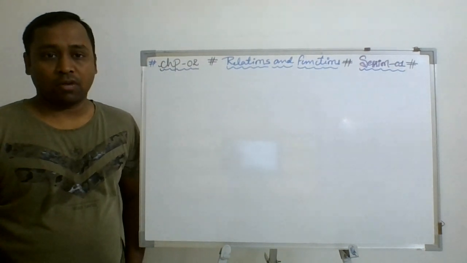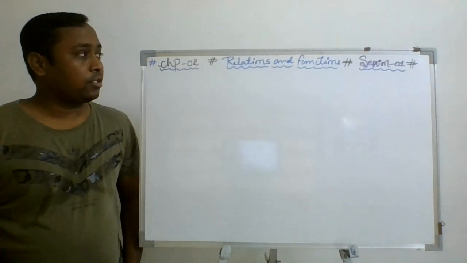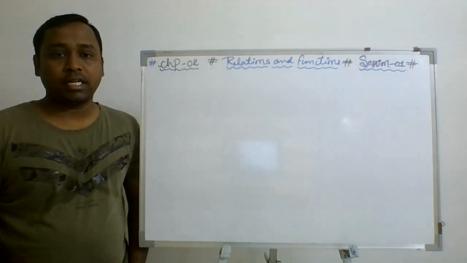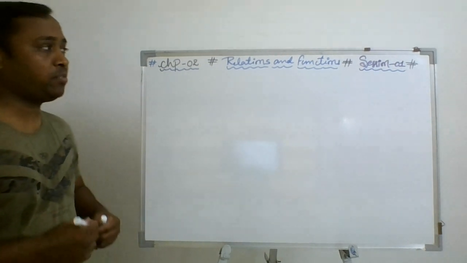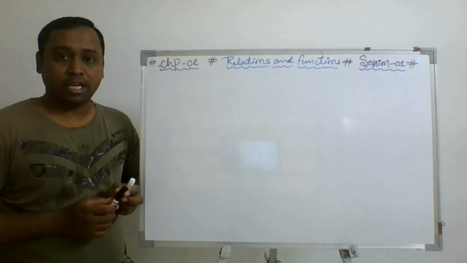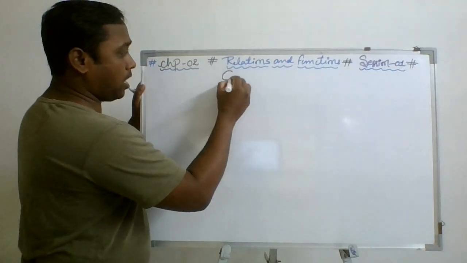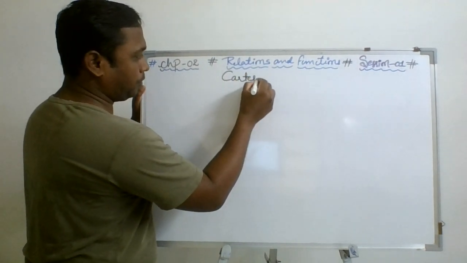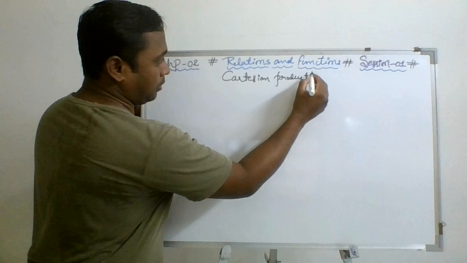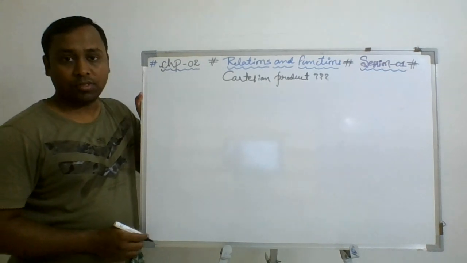So, coming to the next chapter, that is chapter number 2, under the name Relations and Functions. Before starting this chapter, you need to understand one important concept, that is the Cartesian product. And what is meant by Cartesian product? To understand this concept, we'll first take some illustration to get into the topic. First, we need to understand the meaning of the Cartesian product of two sets.